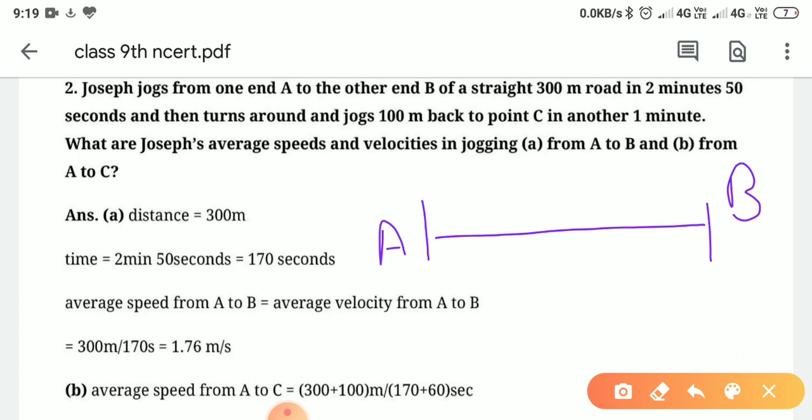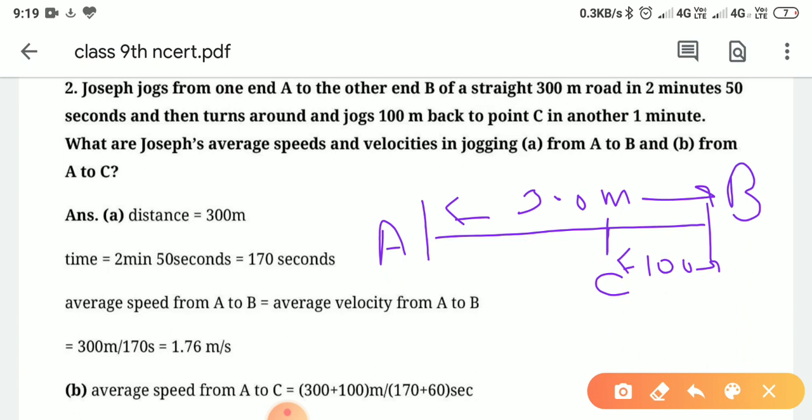Okay, now it's back at this point, suppose C, 100 meter back. It means this is 100 meter and this total is 300 meter, in 1 minute. What are Joseph's average speed and velocity in jogging from A to B and from A to C?